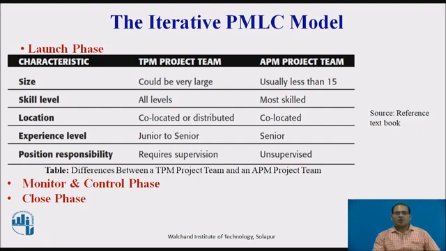Location is co-located or distributed in traditional project management. In Agile project management it is co-located. The experience level in a traditional project team is junior to senior, but in Agile project management it is skilled and senior people. In the traditional, it requires a supervisor to control the team, but in Agile project management the team is unsupervised. Monitor and control phase: monitor the phases, close the phases or iteration, and close the project.